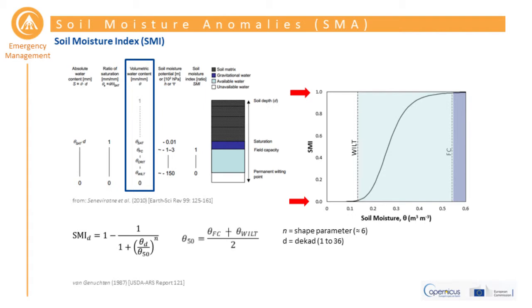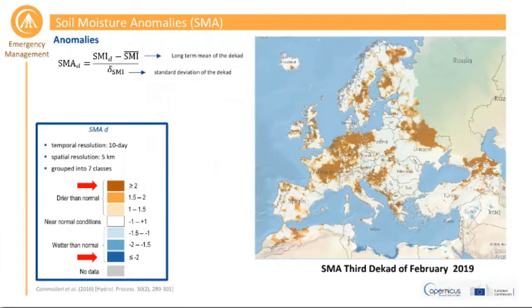For the calculation of SMI, the soil water content theta is converted into SMI by normalizing the soil moisture between the wilting point and the field capacity, following the approach suggested by Van Genuchten in 1988. The SMI is equal to 0 when the soil is severely dry, when it reaches the wilting point, and equal to 1 when the soil moisture is above the field capacity. This gives a measure of the degree of water stress suffered by the vegetation.